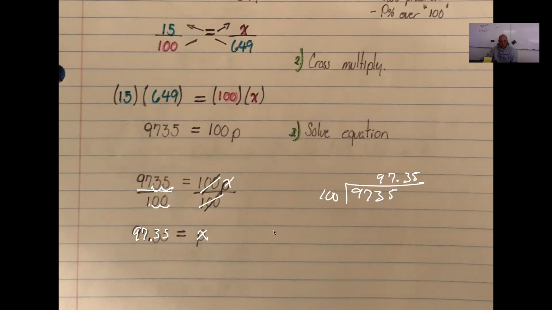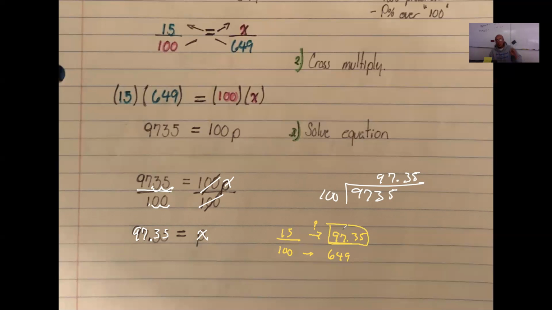If we look at the original ratio, we had 15%. Our 100% was 649. And we were wondering, if 100% is 649, what is 15%? And we just said that 15% is $97.35. That means, ladies and gentlemen, that 15% of 649 is $97.35.